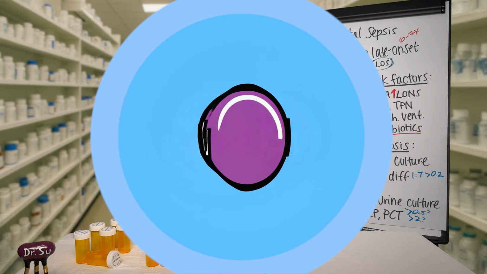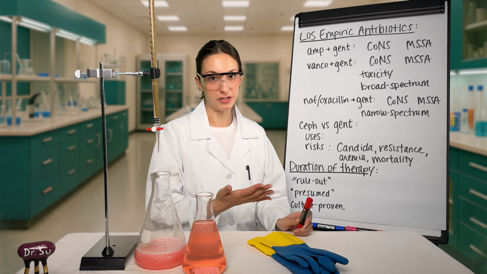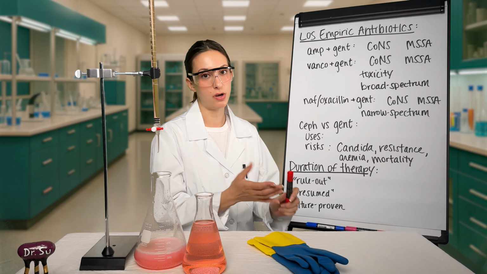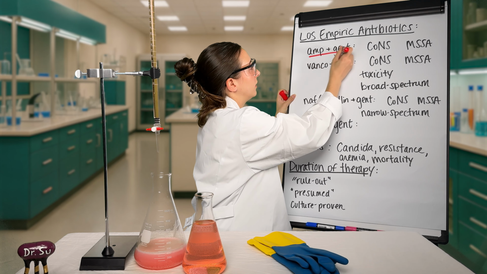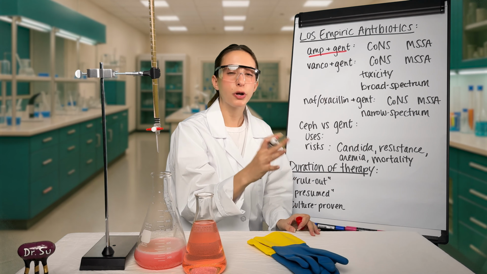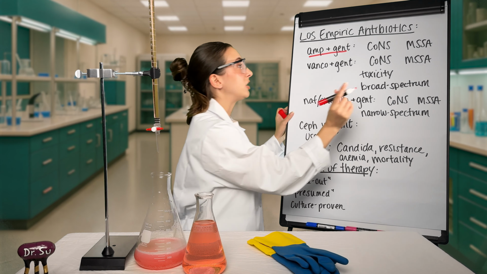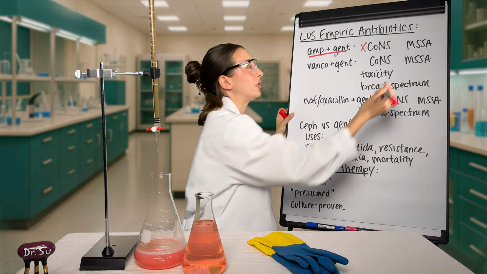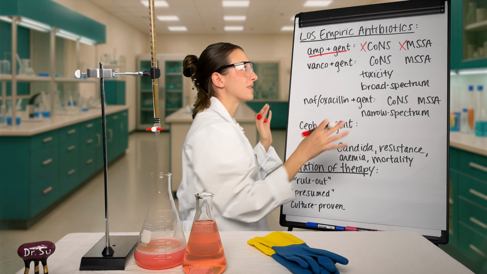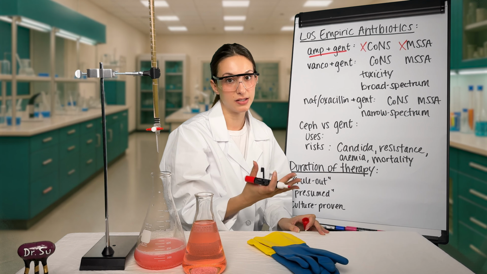There are many possible empiric regimens for late onset sepsis, so let's break down each one. Historically, ampicillin plus gentamicin was used. We know it's broad spectrum, we're comfortable with it, we use it for early onset sepsis. But the problem with ampicillin and gentamicin is that it really lacks coagulase negative staph coverage as well as MSSA coverage. And remember, these are the 2 most common pathogens in late onset sepsis.